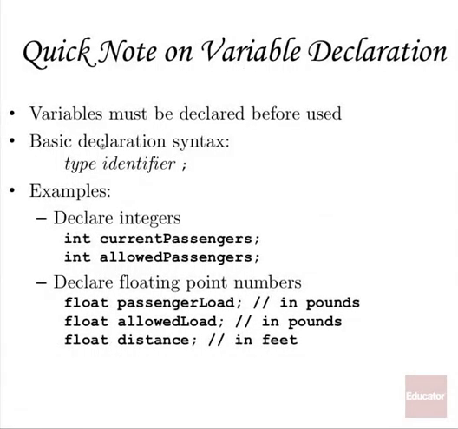Now we have a quick note on declaring variables. We'll talk more about this later in the class. But in C++, your variables must be declared before they're used. Your basic declaration syntax is the type of the variable and the identifier that identifies the variable. Here's a couple of examples. int currentPassengers, and int allowedPassengers. Int means integer. Like if you have a 747 that you're selling tickets for, we've currently sold tickets for 205.